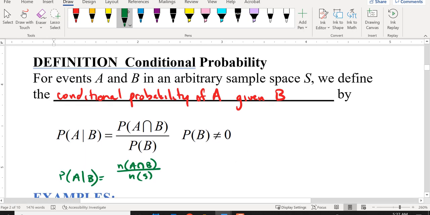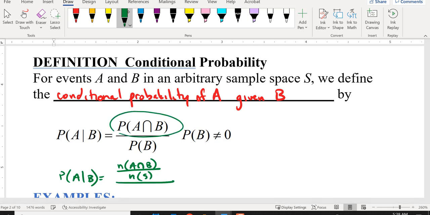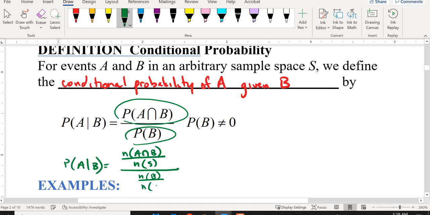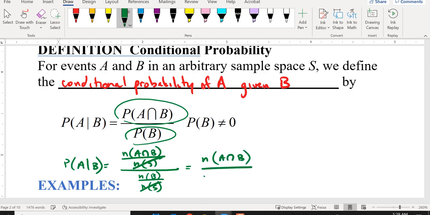Now, the probability of B, so that's what this is. I just wrote that down. The probability of B is the number of items in B over the number of items in the sample space. Well, look, those would cancel. That's why you end up with the number of items in A and B over the number of items in just B. Okay? All right.